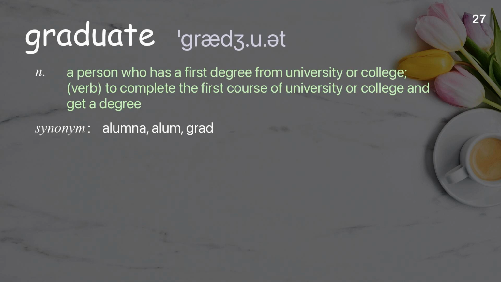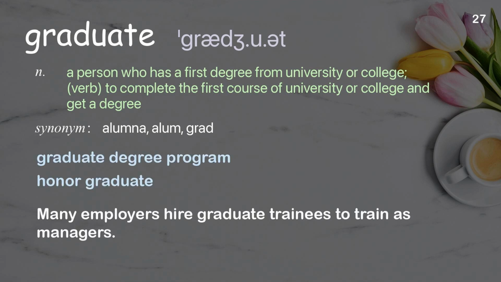Graduate. A person who has a first degree from university or college. Verb, to complete the first course of university or college and get a degree. Examples: graduate degree program. Honor graduate. Many employers hire graduate trainees to train as managers.